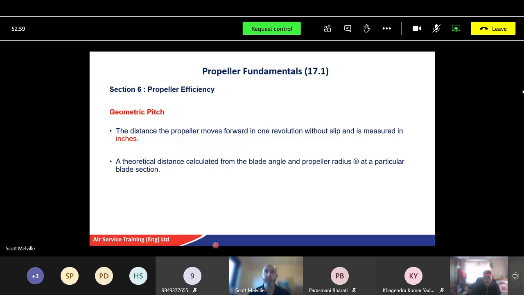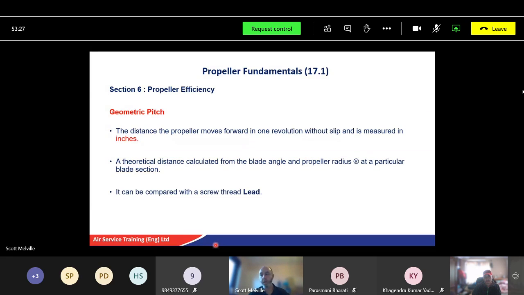And what we mean by slip is, in theory, the tip of the propeller will move forward one revolution like we saw yesterday in the helical variation. But unfortunately, because of drag due to the aircraft size, the propeller's trying to move through, but it's actually slipping through the air. It's not quite getting to where it should be, and we'll look at this in a minute. A theoretical distance calculated from the blade angle and propeller radius at a particular blade section.